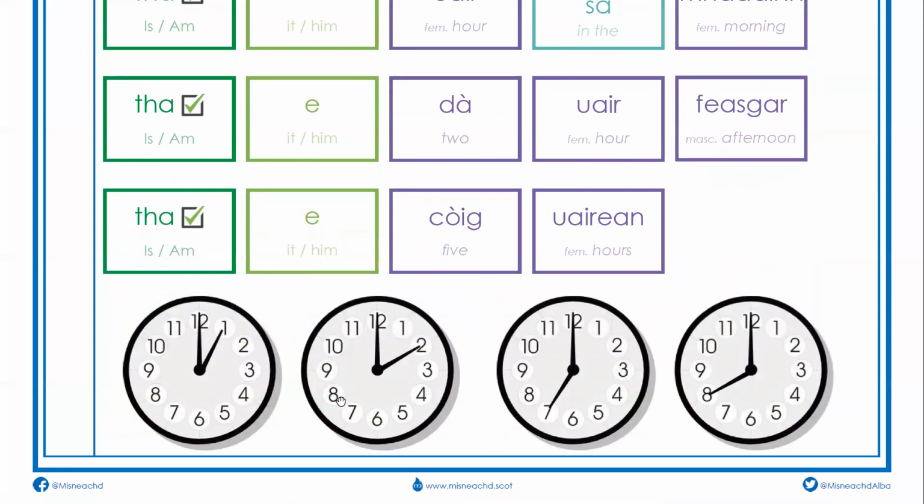So in these clocks here, what time is it? And you can see if you can give an answer before I reveal. What time is it? Tha uair. It is hour, it is 1. Tha uair. What time is it in the afternoon? Tha dà uair. What time is it? Tha seachd uairean. What time is it? Tha ochd uairean.